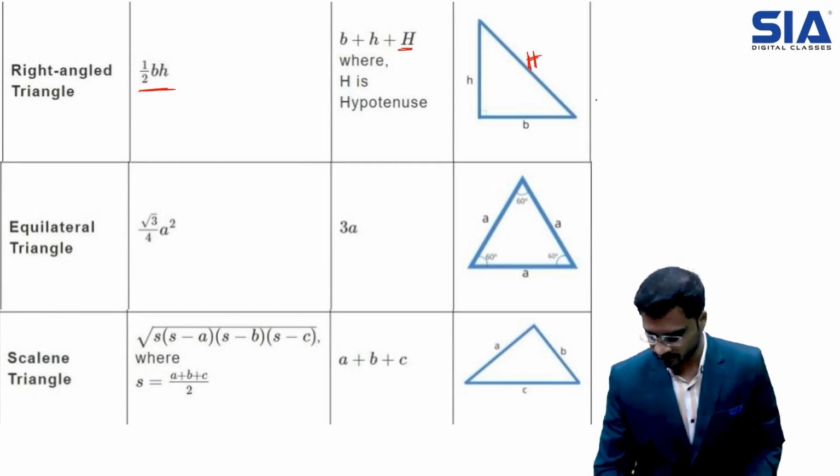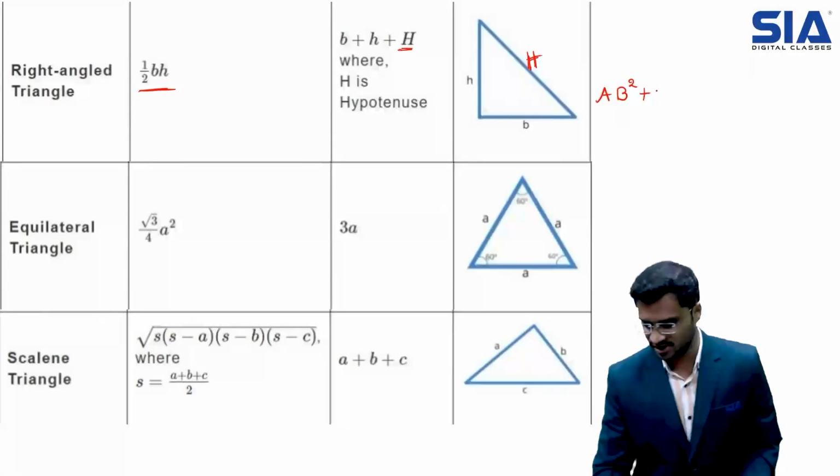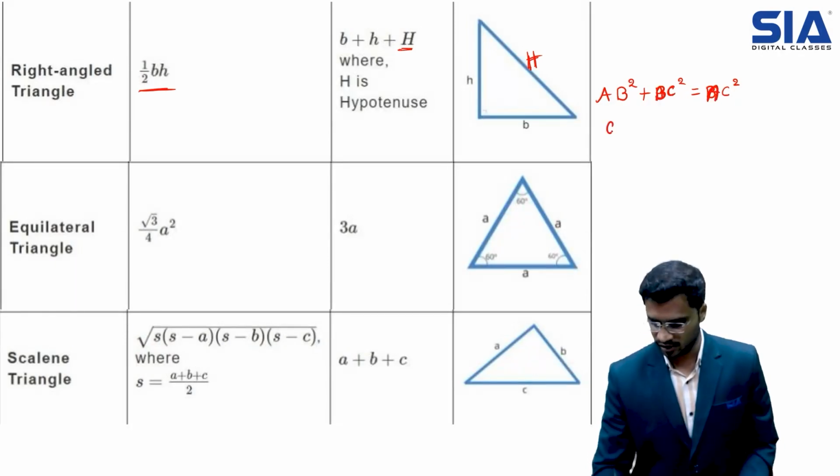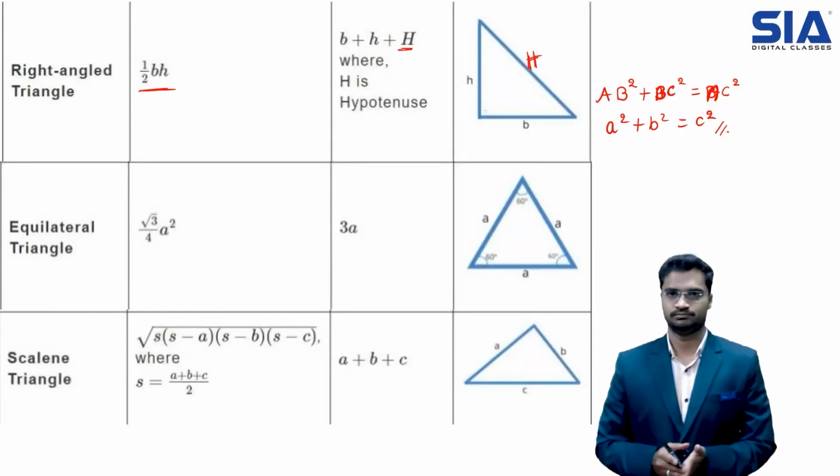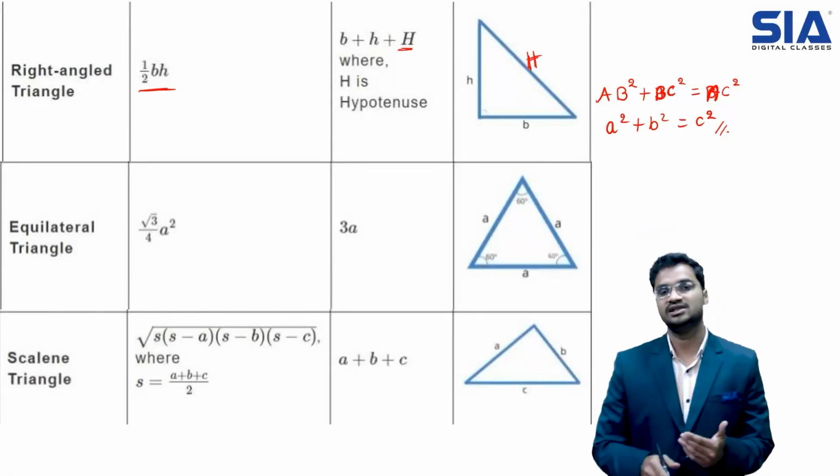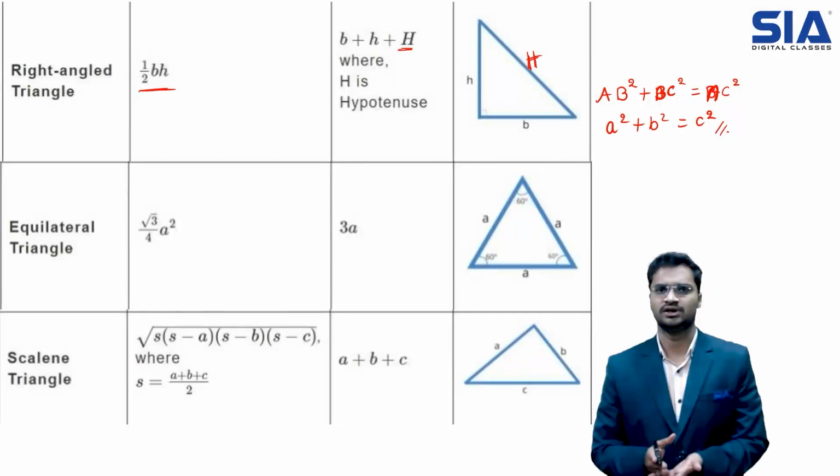We know that from childhood we are learning this formula, which says AB square plus AC square is equal to BC square. So AB square plus BC square is AC square, where AC is the hypotenuse, or A square plus B square is equal to C square, which is the Pythagoras theorem. In this way we can find the hypotenuse of a right angle triangle.